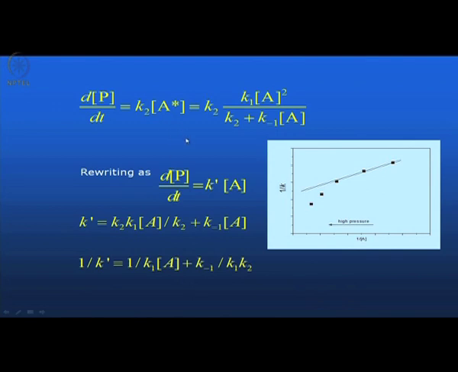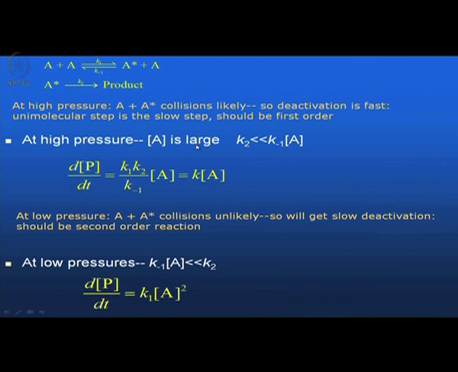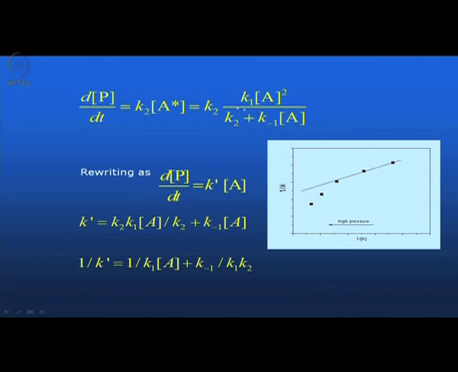So what is the evidence that this is happening? Again, recall this expression: dP/dt is equal to K2 into A. That is K2 times K1 A square divided by K2 plus K minus 1 A. It is very simple, I already told many times. So, you can write this overall rate expression like this, in terms of the first power of A.